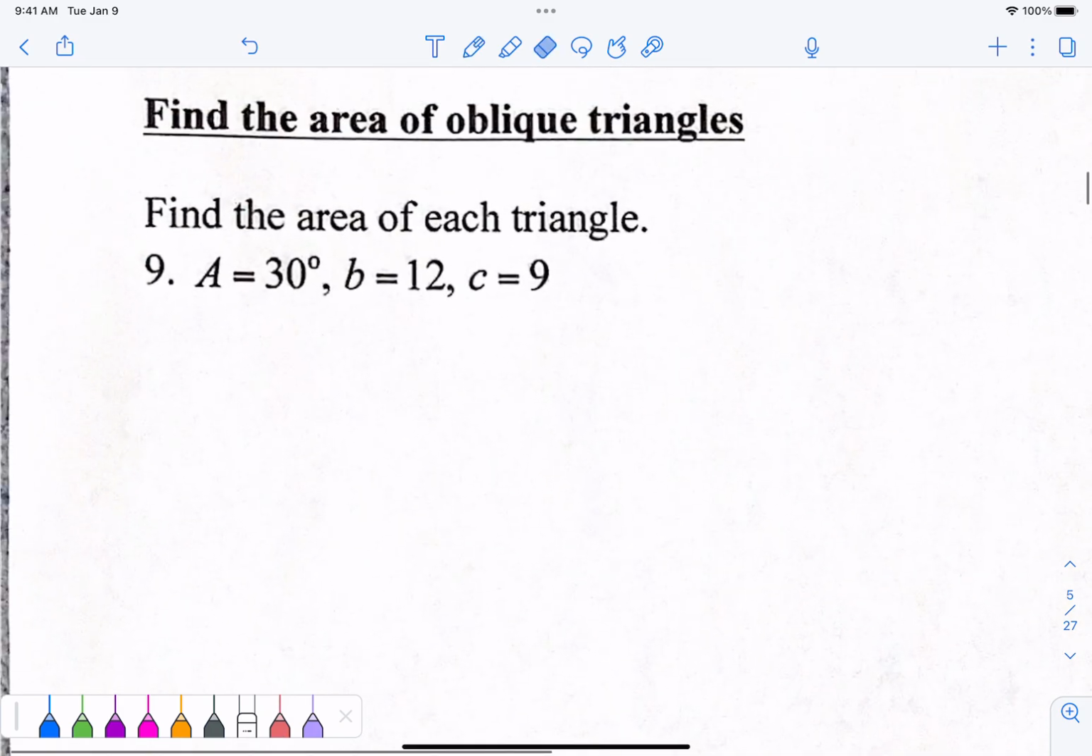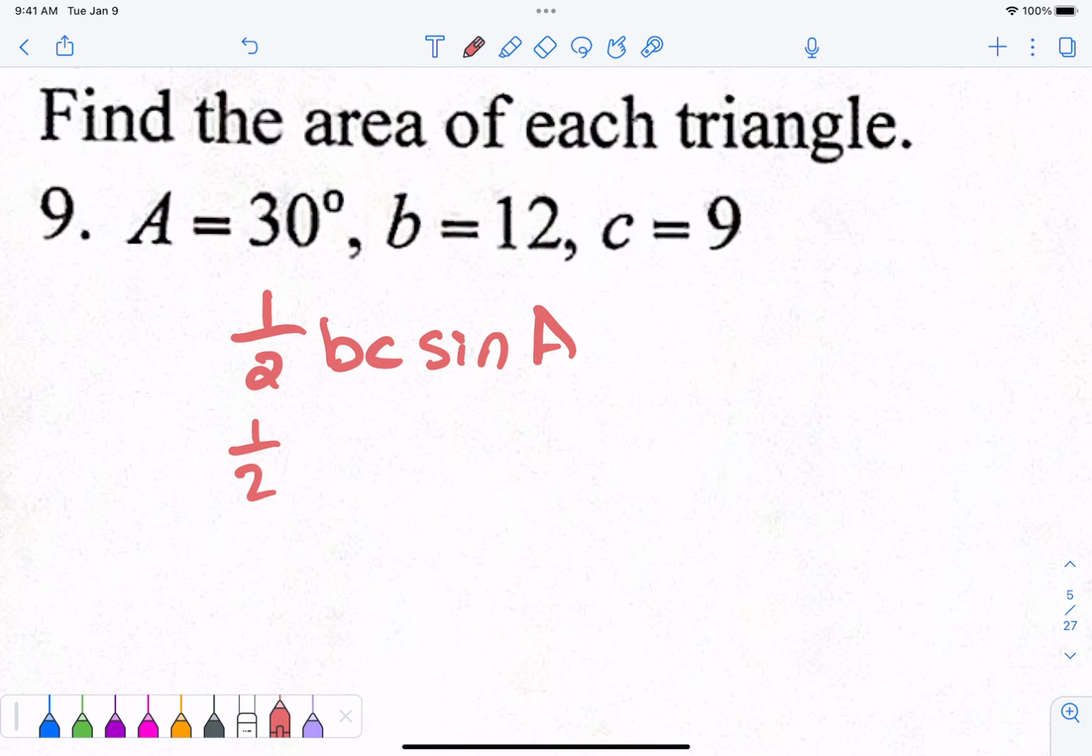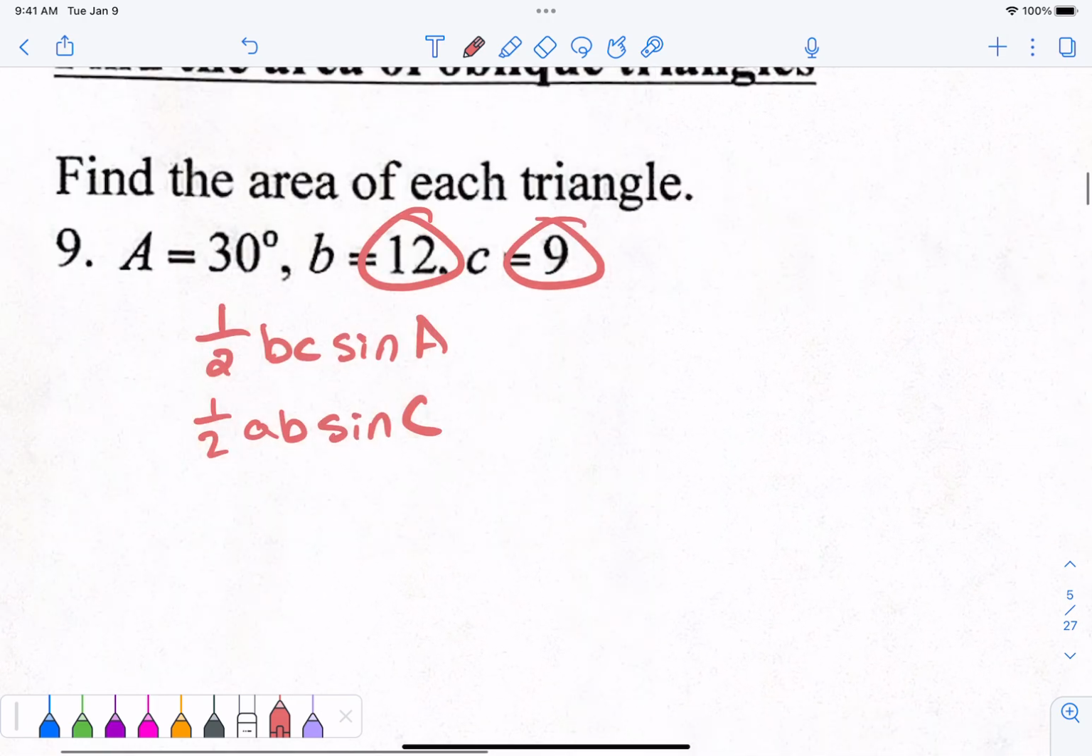Number 9, you're given an angle, so this is where you're going to use the 1/2 BC sine of A, or they call it 1/2 AB sine of C. Whatever. It doesn't matter what you call it, just as long as these two sides are the ones touching angle A, which they should be, because angle little a should be opposite angle A. So that's the formula you're going to use for that one.